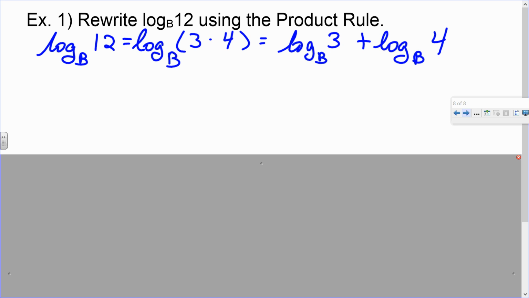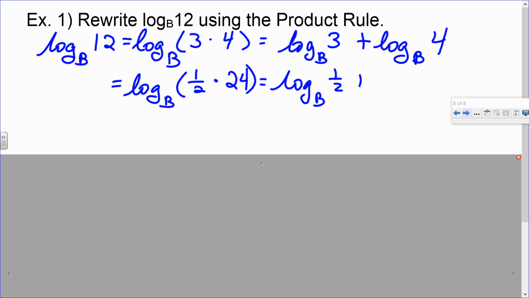And I could do 2 and 6. I could do 1 and 12. Let's make it a little bit more interesting. What if I wanted to do a half? Half times what is 12? So I could say log base b of a half plus log base b of 24.